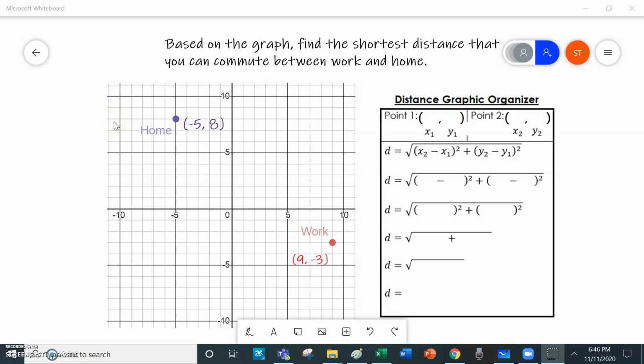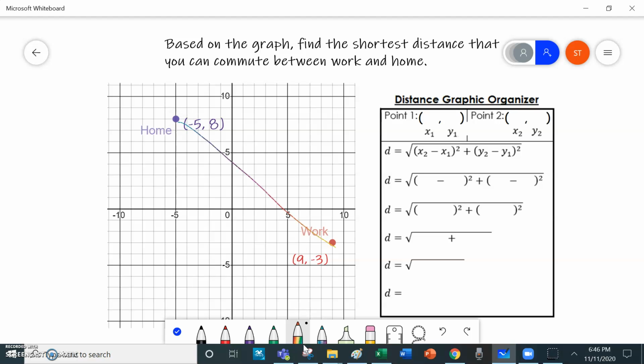All right, this is an example of how to use the distance formula. In this case, we are finding the shortest distance that we can commute between work and home based on the graph. So I'm looking for the shortest distance between the point work at 9, -3 and home -5, 8. Shortest distance would in fact be a straight line from one to the other.